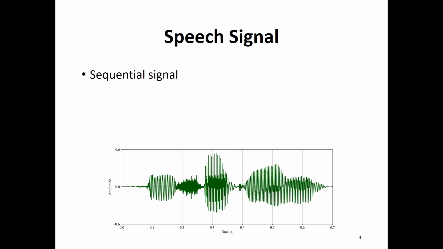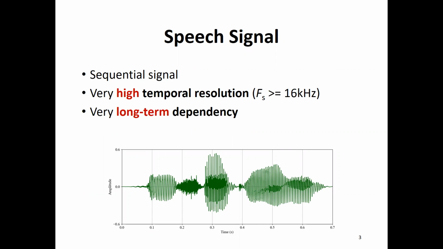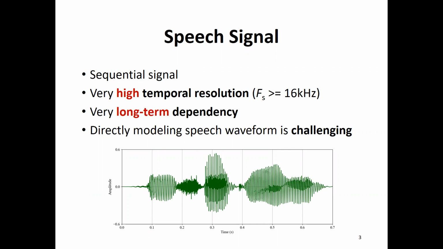As we know, speech is a sequential signal with a very high temporal resolution. The sampling rate of a speech signal is usually higher than 16 kHz. So it means that we need to model more than 16,000 sample points in 1 second. As a result, directly modeling speech waveform is challenging.